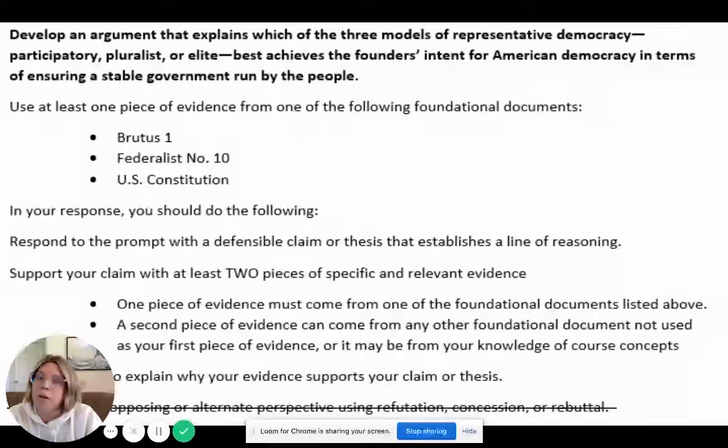Constitution. They say in our response, we should do the following. Respond to the prompt with a defensible claim or thesis that establishes a line of reasoning. That is so important, that line of reasoning, having a thesis and having it actually connect and relate to the prompt. Support your claim with at least 2 pieces of specific and relevant evidence. One piece must come from one of the foundational documents, and the other could come from the foundational documents as well. It doesn't have to be a second document, though, so you can't pick 2 pieces of evidence from the same document. Or it could be stuff that you've learned throughout the course.